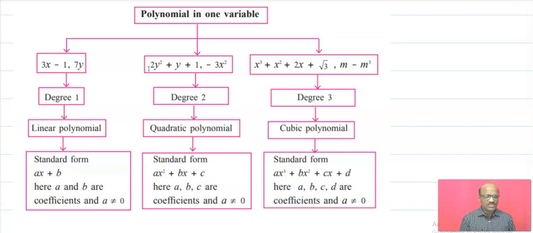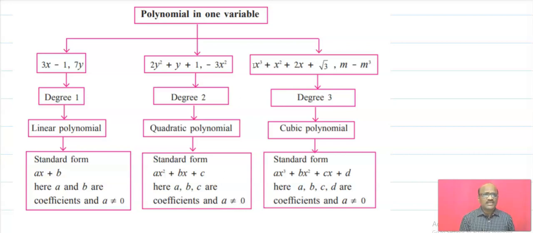व्हॉट अबाउट द नेक्स्ट? 2y square plus y plus 1, minus 3x square. Now see this here, the highest power of this y is 2. Highest power of this next polynomial is 2. Therefore, the degree of the polynomial is 2. It's a quadratic polynomial and its standard form is ax square plus bx plus c. Here a, b, c are the coefficients and here a must not be equal to 0.